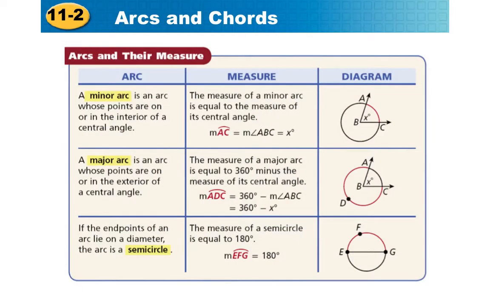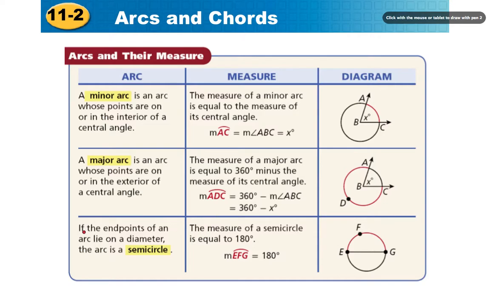More terms. A minor arc is an arc whose points are on or in the interior of a center angle. This is the illustration that goes with the definition, and this is how you find the measurement of the minor arc, which is whatever the center angle is. A major arc is an arc whose points are on or in the exterior of a center angle. This is the illustration that goes with it, and this is how you find the measurement of a major arc.